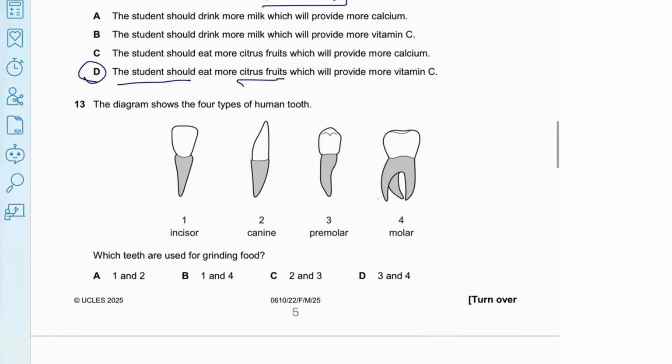12D. The diagram shows the four types of human tooth: incisor and canine, cut and tear; premolars and molar, crush and grinding. So what's the answer? It's D. Which teeth are used for grinding?